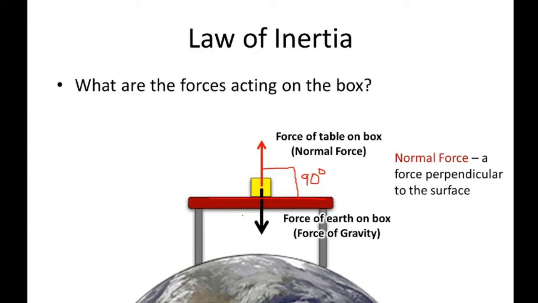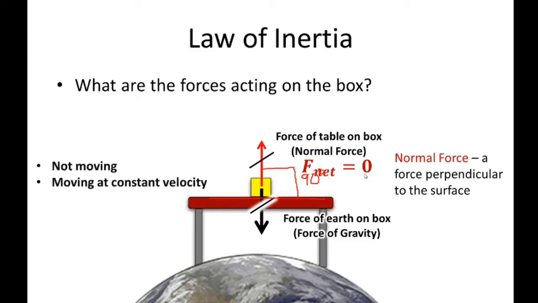Now, since they both act on the same object, these forces cancel out. In this case, the net force is zero, meaning the forces acting on the object seem to have no effect on the box, seem to have been cancelled out. And that's the net force, which is zero.